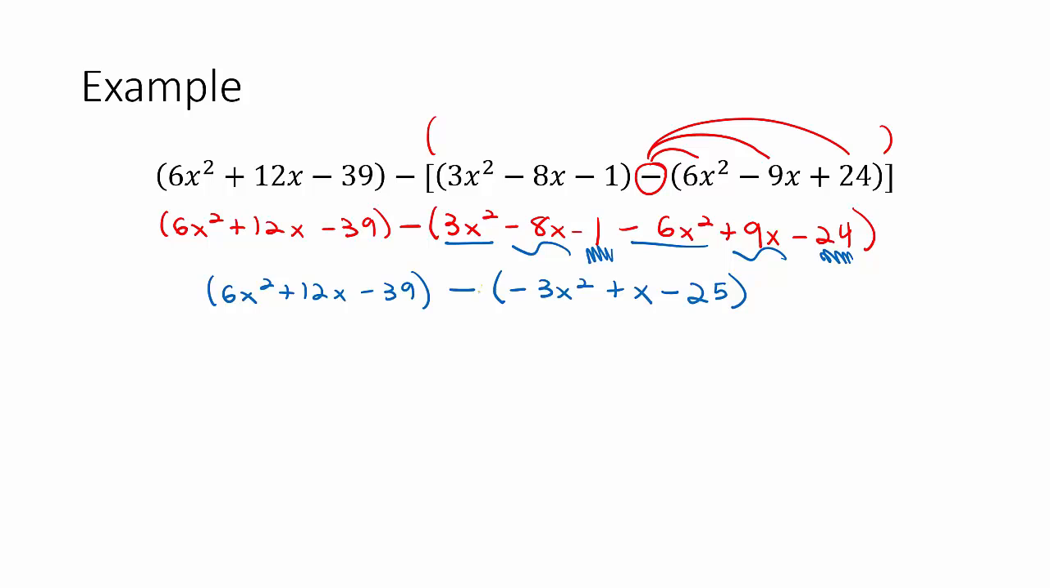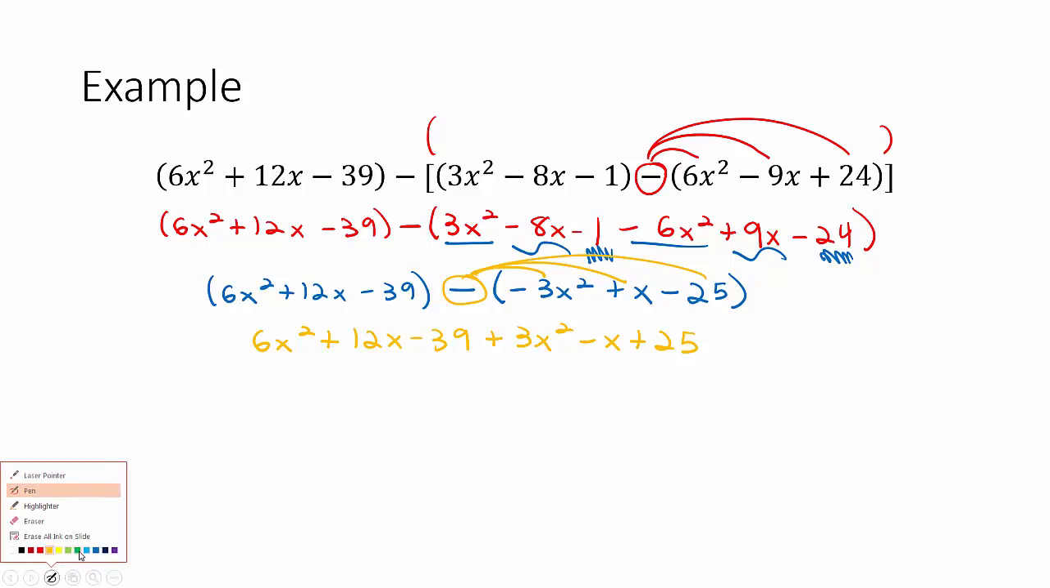Now we've got a subtraction problem again, so we've got to take that negative, and it needs to distribute onto that second polynomial. So when we do, we'll have 6x squared plus 12x minus 39. And now we'll have a positive 3x squared, a negative x, and a positive 25. Now all that's left to do is combine like terms. This is a big exercise in combining like terms, adding and subtracting polynomials.